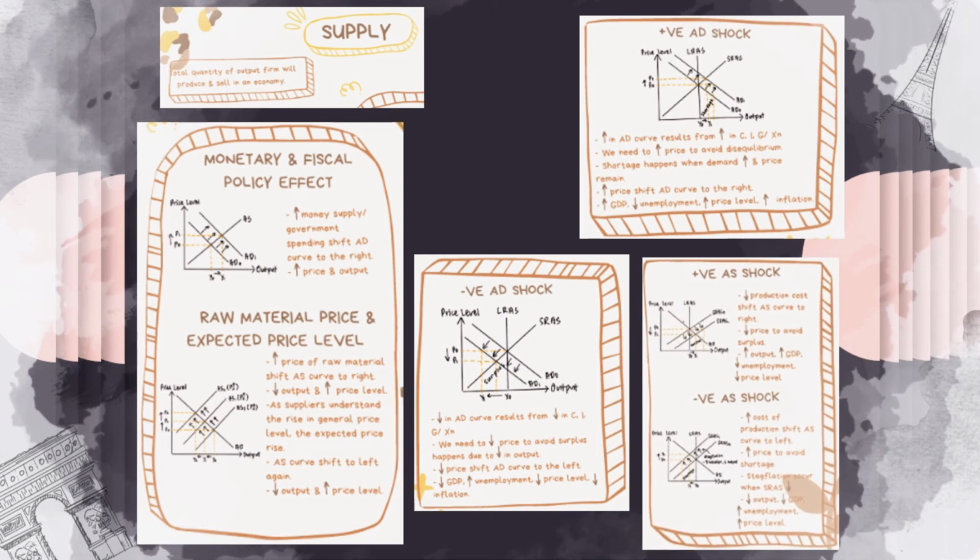Next is positive AS shock. A decrease in production cost shifts the AS curve to the right. We need to decrease price to avoid a surplus happening. Therefore, output and GDP will increase while unemployment and price level will decrease.